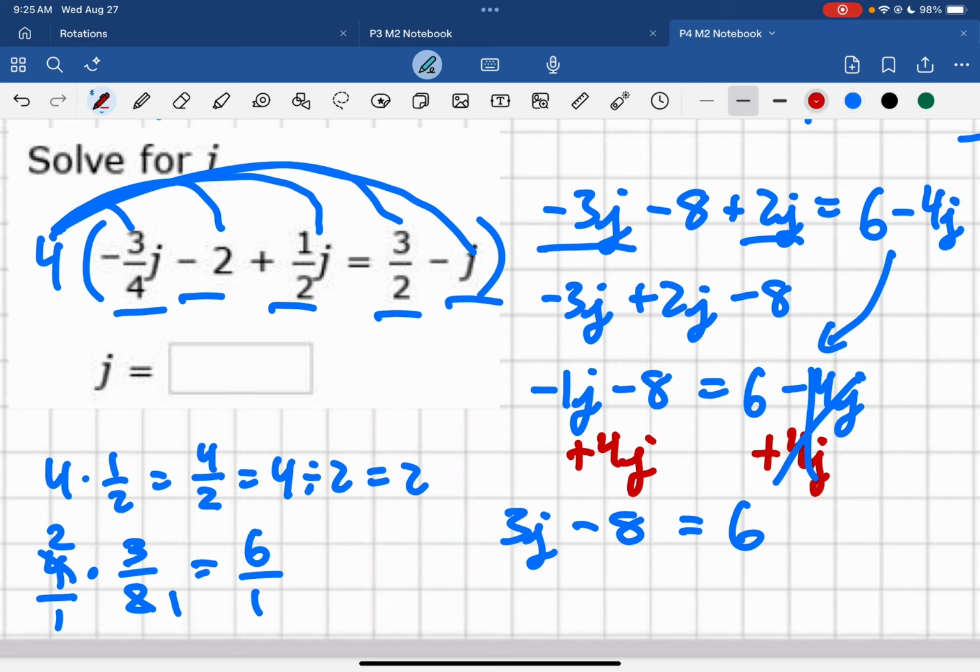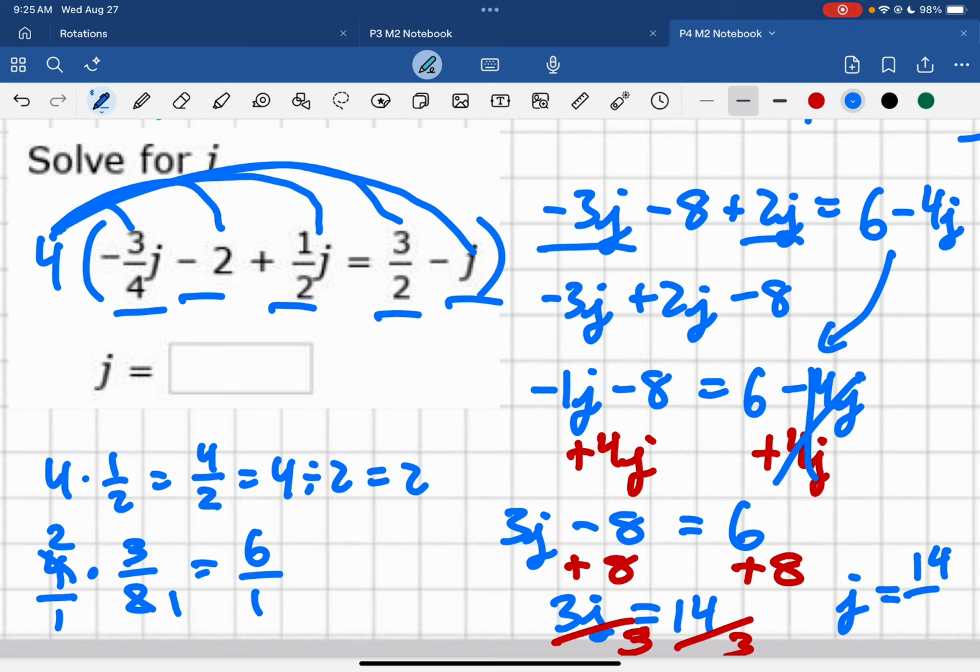Next, I like to get rid of the addition and subtraction first. So this is subtraction. I'm going to get rid of him first before I get rid of multiplication, because when you do that, usually we can avoid some fractions. So we have 3j equals 6 plus 8, which is 14. Ew, we get an ugly answer. That's okay, though. Our last thing we do is we divide by 3. So I'm going to divide by 3, both sides. Okay, so then I get my final answer, which is j equals 14 over 3.